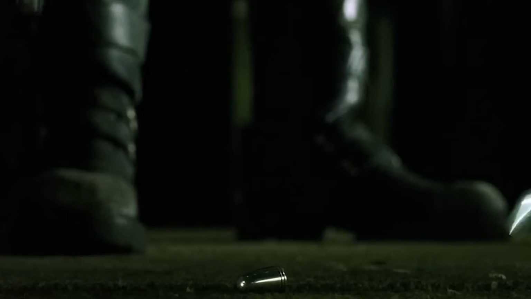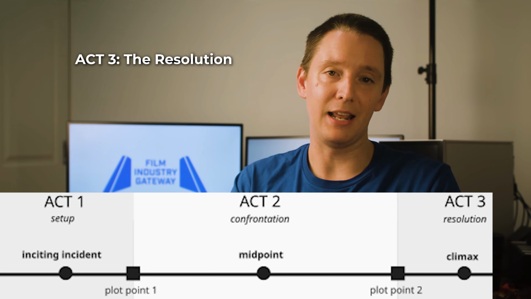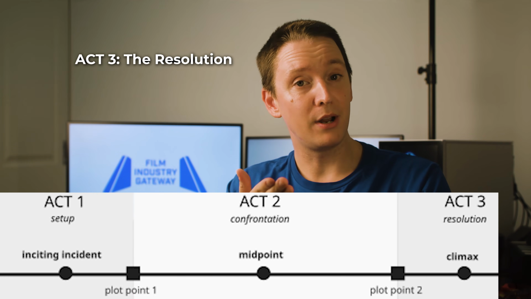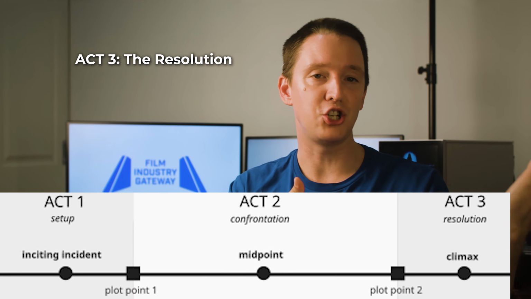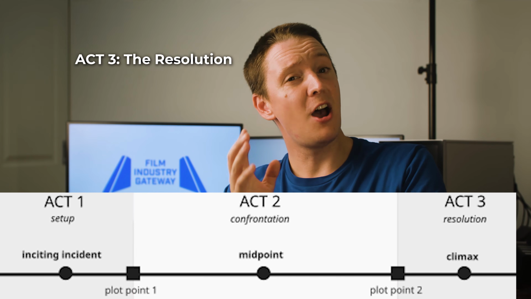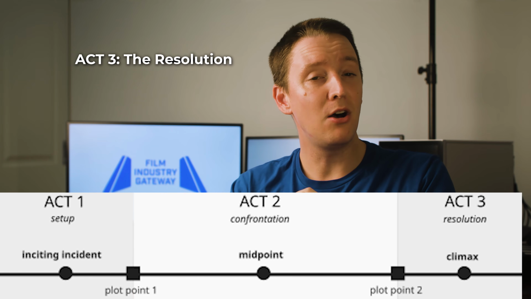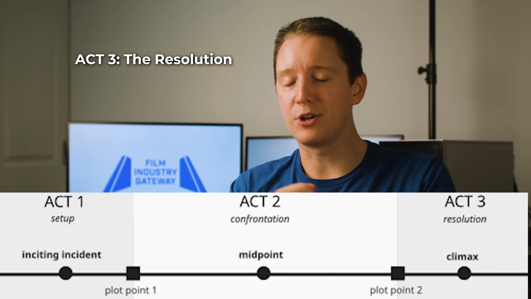That's the payoff. That's the moment that everything has been leading toward. Then we wrap up the story, not for too long, but just enough to show how things have actually changed. Act 3 is often about 20 to 25 minutes long, which is roughly about the last quarter of your film.